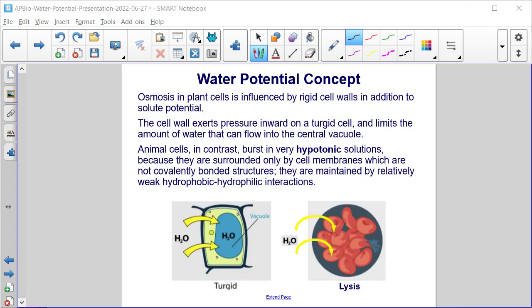Osmosis in plant cells is influenced by rigid cell walls in addition to solute potential. The cell wall exerts pressure inward on a turgid cell and limits the amount of water that can flow into the central vacuole. Animal cells, in contrast, burst in very hypotonic solutions because they're surrounded only by cell membranes, which are not covalently bonded structures. They're maintained by relatively weak hydrophobic-hydrophilic interactions.